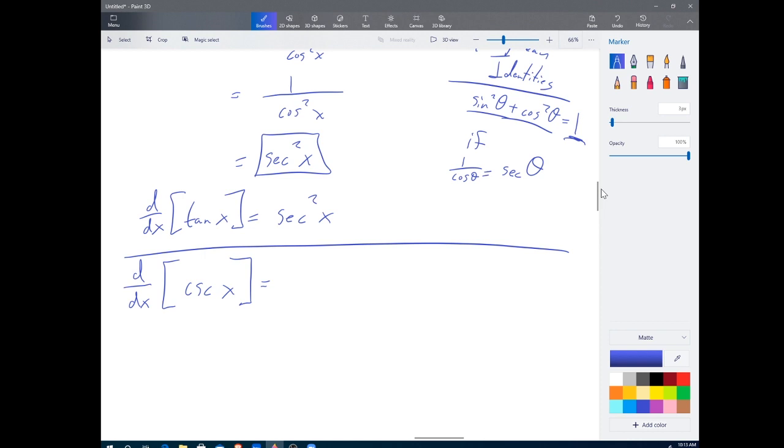On this next problem, do you remember what cosecant was equal to? 1 over sine theta. We put it in a fractional form, and then we use the quotient rule on that. I'm going to give you a head start. Go ahead and find the derivative of this.